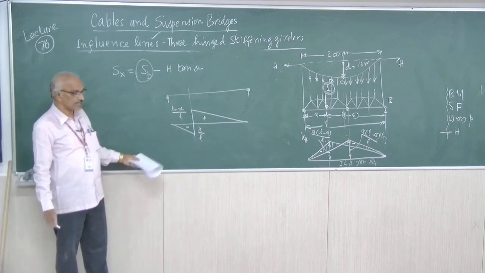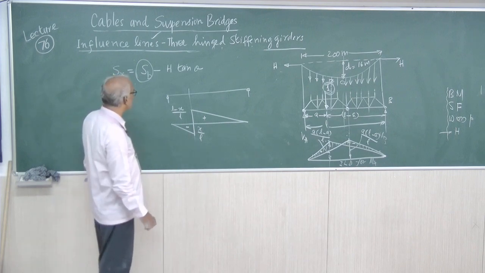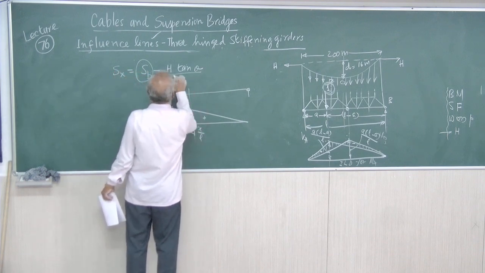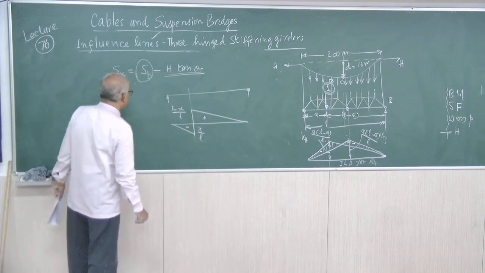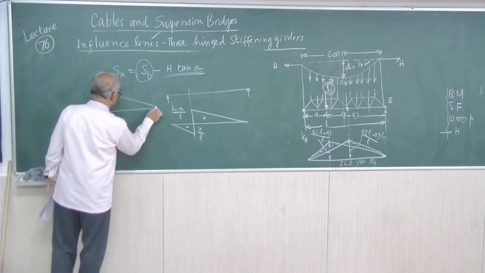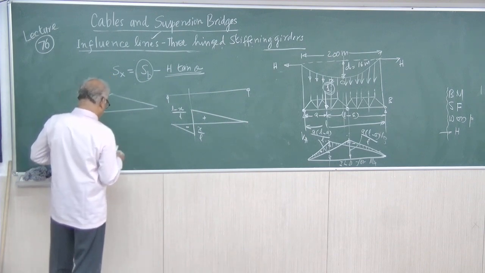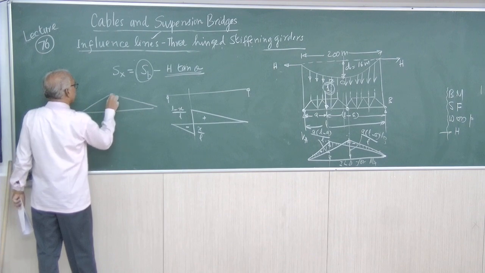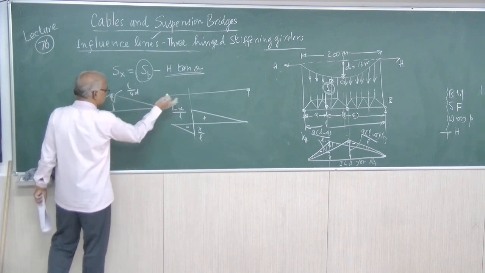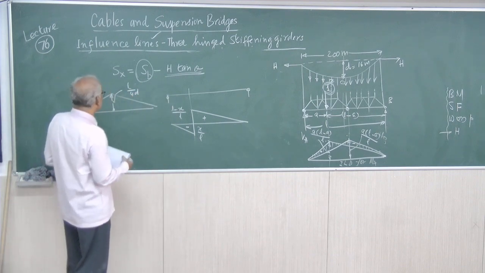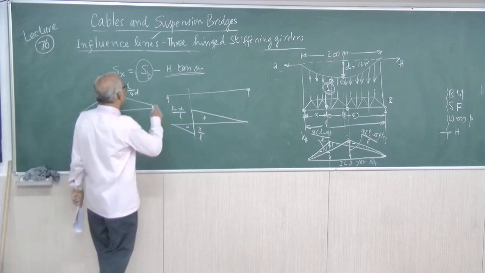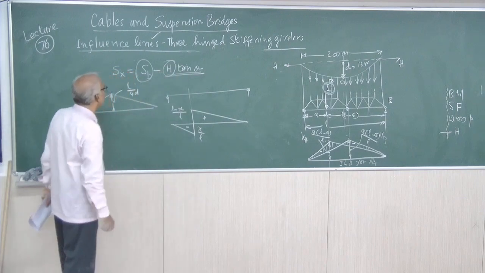Later we will discuss how to apply this for a given load and a given span. This is the beam shear, and then minus H tan theta. We know the ILD for the horizontal tension is a triangle having the maximum ordinate of L by 4D at the center, as we discussed a few minutes back. This is for H only, and this is only for H into tan theta.